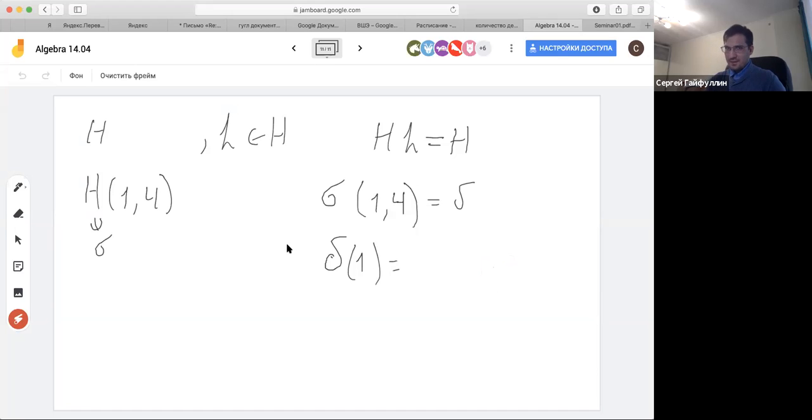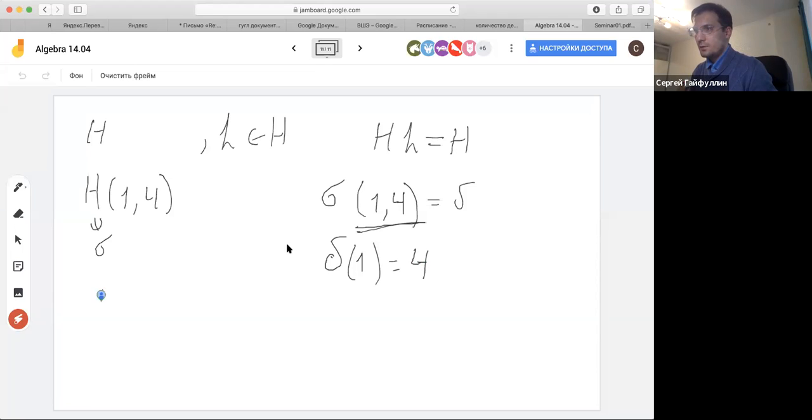Somebody have right that this is 4, and of course this is correct. Yes, because delta, first of all, we take 4 to 1 by this permutation, and then sigma takes 4 to 4, and so on. 1 as a result goes to 4. And of course, this is the characterization of this right coset.